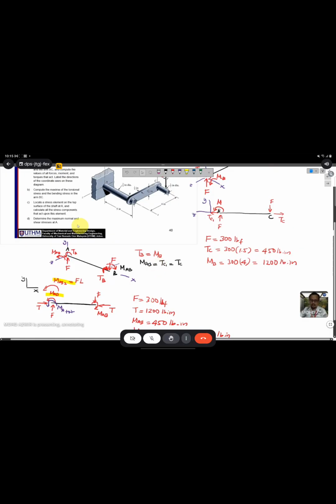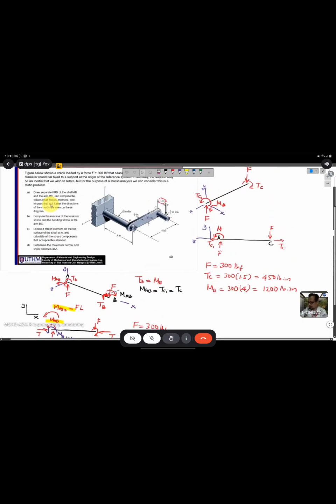Okay, and then for the second one, for B, compute the maximum torsional stress and the bending stress in the arm BC. This one is the arm BC. So you need to look at this free body diagram, arm BC. Compute the maximum stress and the torsional stress, which is the shear stress. The bending stress is from MBC.